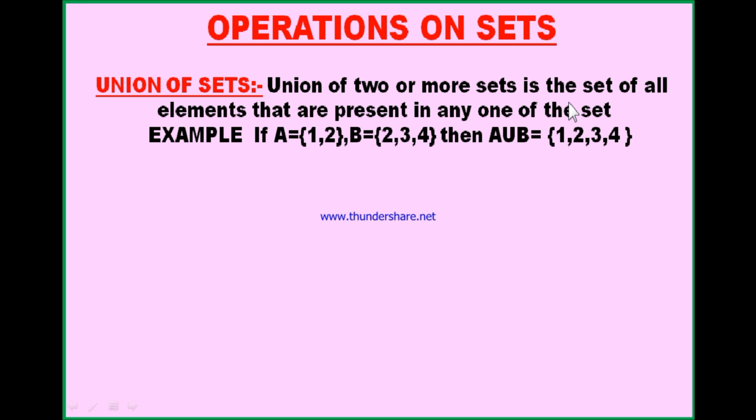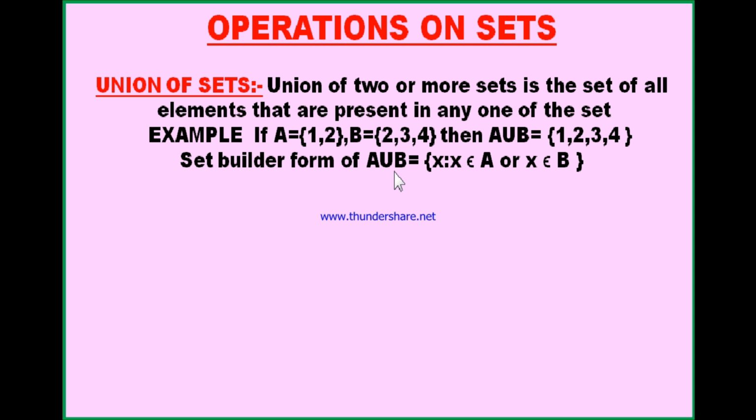This is union. Now, the set builder form. The set builder form of A union B is equal to... Now, if an element belongs to A union B, then it means that element may belong to the first set or it may belong to the second set. You see here, A is equal to the set 1, 2 and B is equal to 2, 3, 4. If 1 is present in the first set, you write it in A union B. And 2 is present in both the sets, again you write it in A union B.